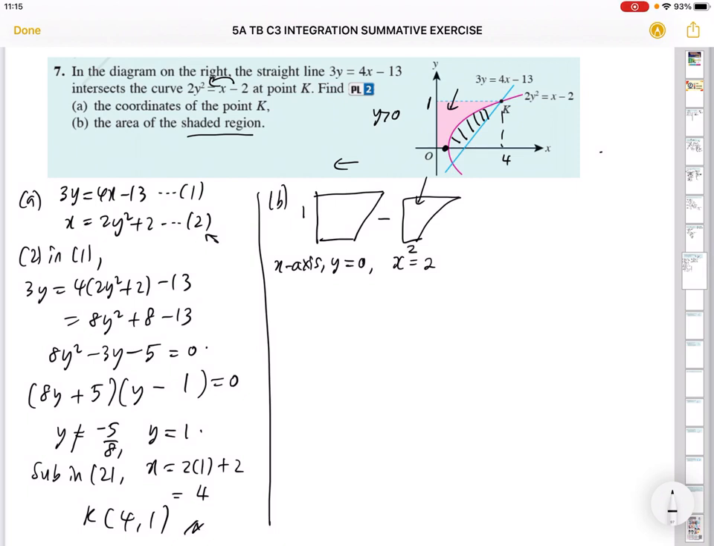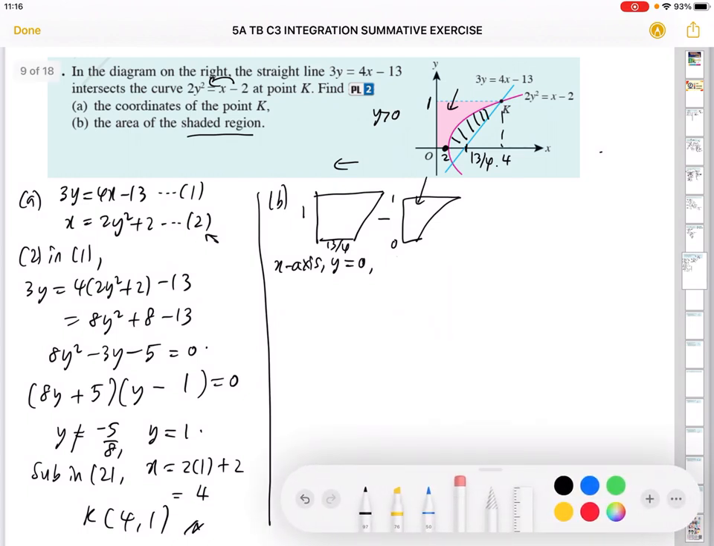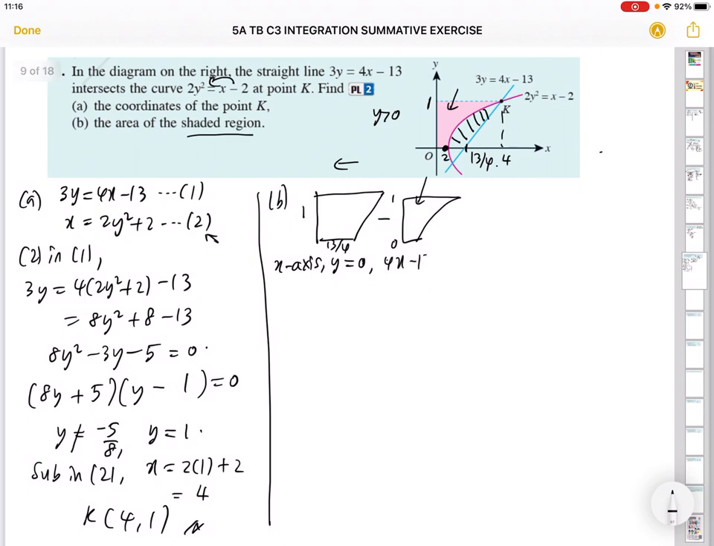From equation 1, when your y is 0, 4x minus 13 is also 0. x is 13 over 4. So this will be 13 over 4. Actually, I don't need the 2 here. I need 0 to 1. Don't bother finding this 2. Just find the x-intercept of the straight line. So 4x minus 13 equals 0, x is 13 over 4. And we know the length from here to here is now 4.